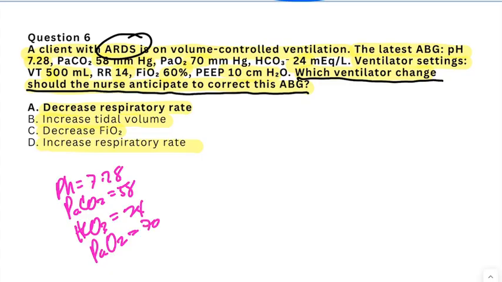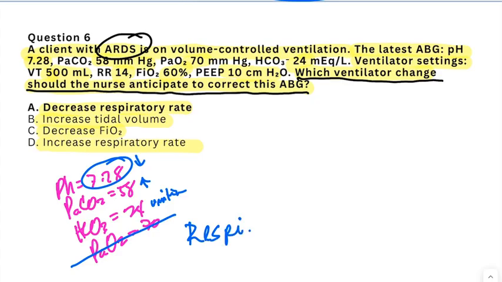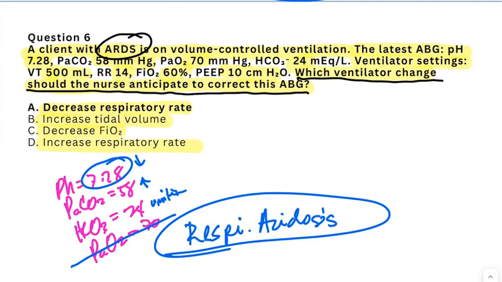Now, when you do your ABG interpretation, you don't really need to watch the PaO2. You can look at that in terms of oxygenation, but for basic ABG for your NCLEX, you look at these three elements. So this is low, this is high, and this is within normal limits. With that alone, your ABG is respiratory acidosis. Everybody agree? Respiratory acidosis. So now let's find a solution or vent change that would help us with respiratory acidosis.